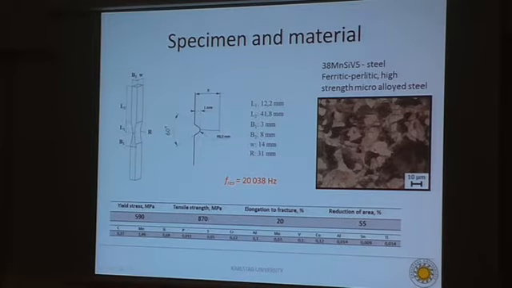The material that was used for the experiment presented in this paper is a ferritic high-strength microalloy steel with a yield strength of 590 and tensile strength of 870 megapascal. And the chemical composition is shown here. So it's only one experiment that is presented in this paper, just so we can see the results. This paper is mainly about the modeling and not about the experimental work.